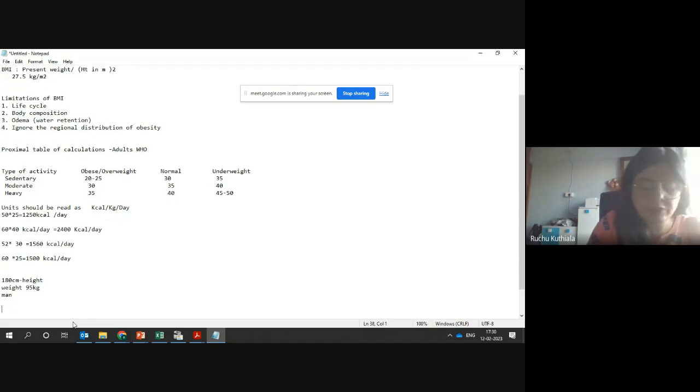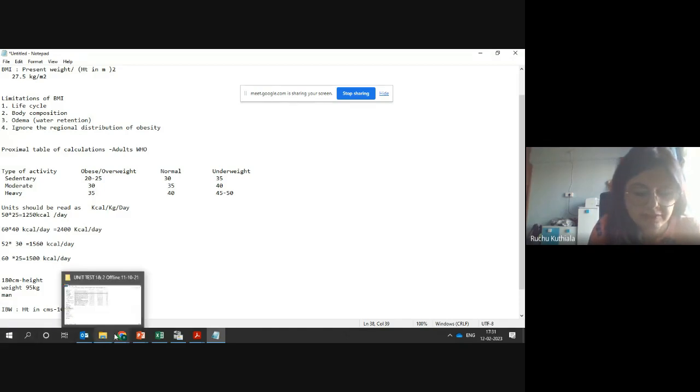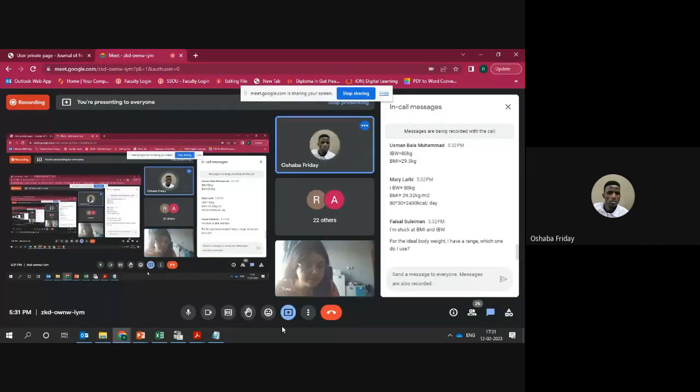So first I am going to calculate ideal body weight. The formula for ideal body weight is height in centimeters minus 100. If I put in the height in centimeter, 180, and minus 100, the ideal body weight is coming out to be 80 kgs. Has everybody understood this? Is this step clear to everybody? Yes, ma'am.